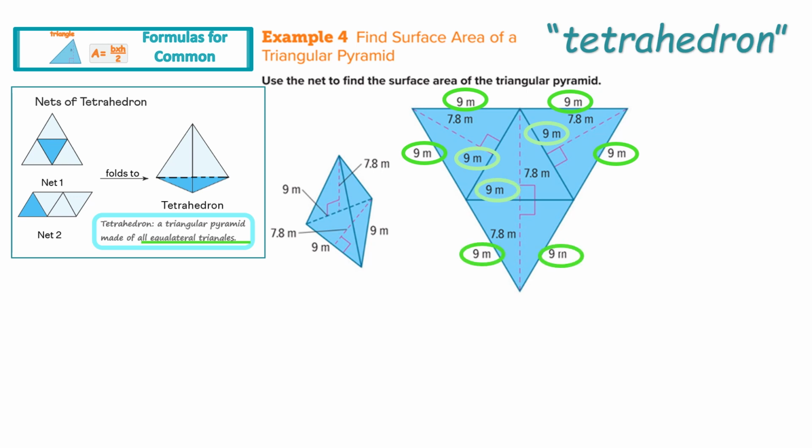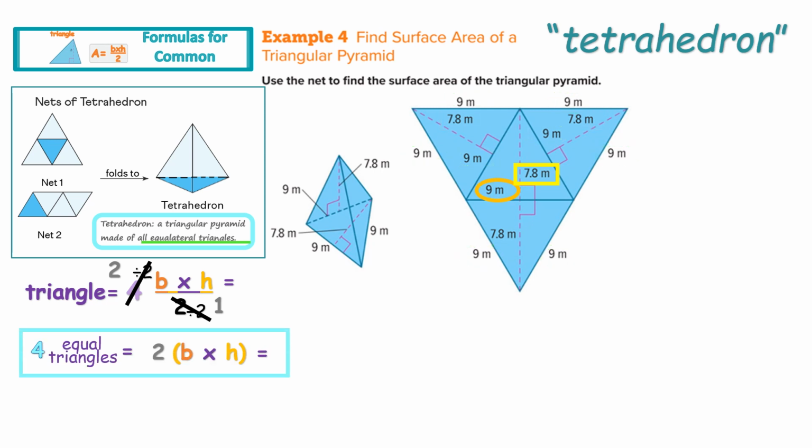I have all 9 meters on this particular one, and the heights on all of them are 7.8 meters. So what that tells me is if I use my formula for a triangle, which is base times height divided by 2, but I have 4 triangles that are the exact same, just as we saw with the square base pyramid, then I can cross reduce that 2 and that 4 first, and know that 2 goes into 2 one time and 2 goes into 4 2 times.